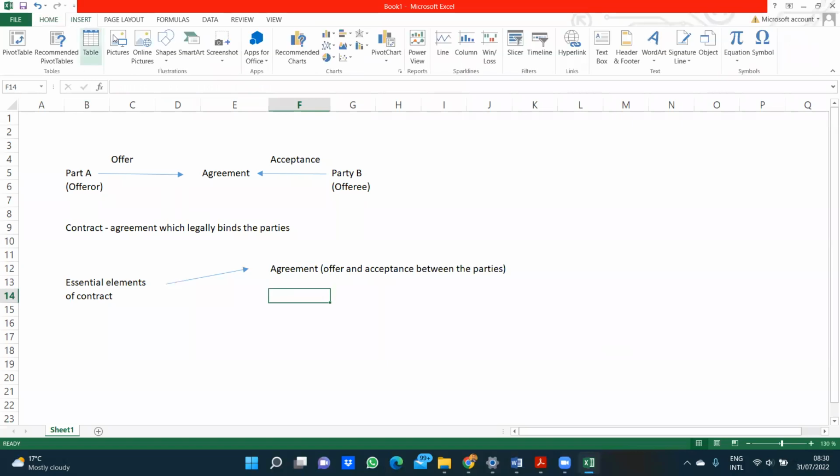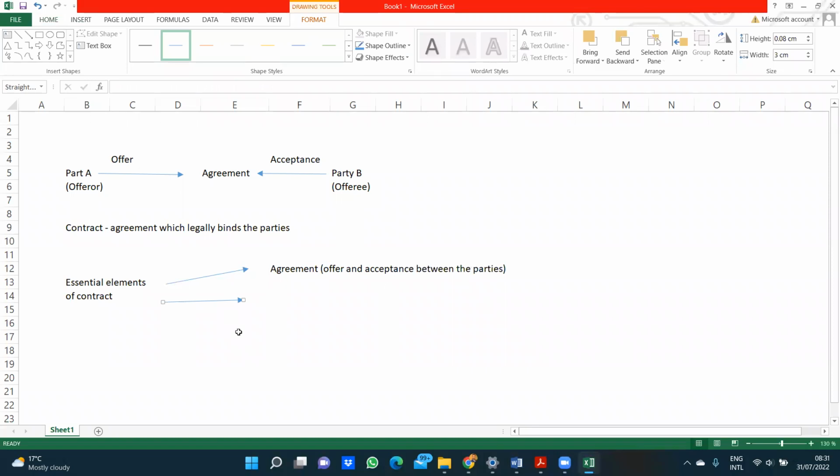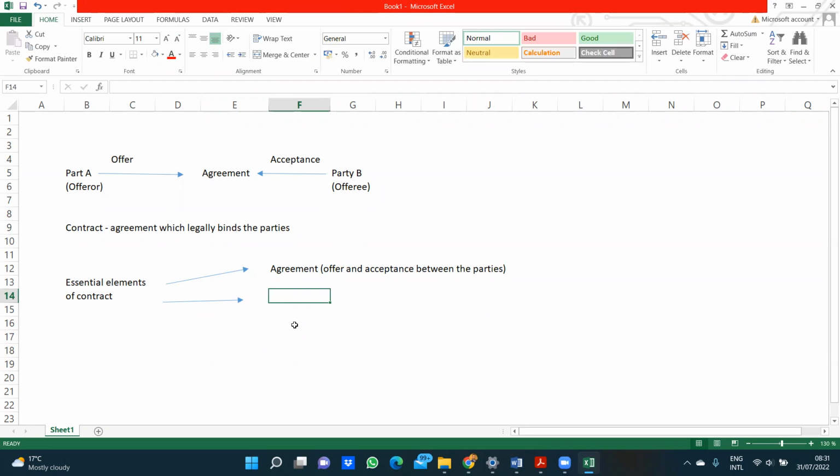Secondly, these are the three essential elements that the courts are going to look at if tomorrow there is a dispute between two parties who have entered into a contract. Secondly, consideration, the obligation under the contract between the parties. And thirdly, intention to create legal relation.